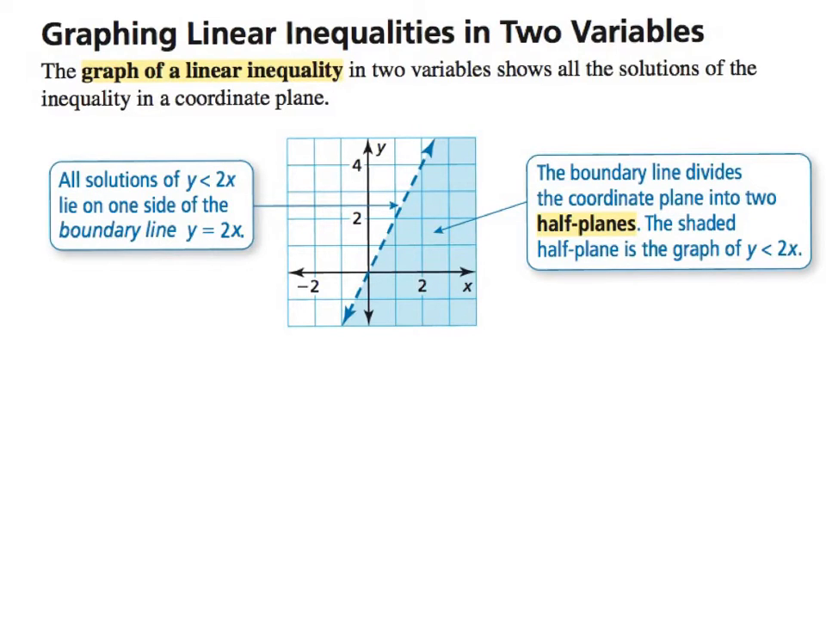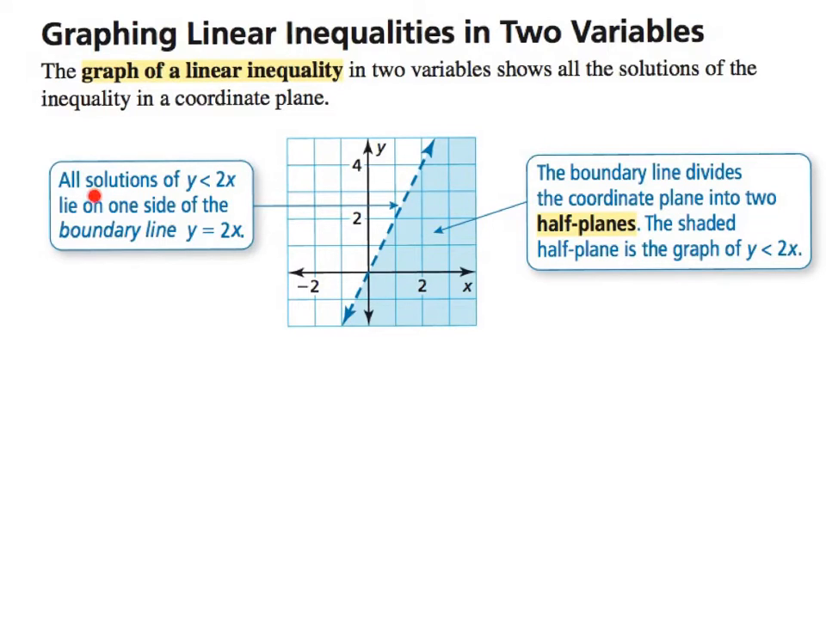So here's what we need to know. Before I even go over any of this, you are going to graph the inequality as an equation. And from there, you're going to determine, using the inequality, whether you're going to shade above or below the line. And also, if the line itself is going to be a solid or dashed line. So, the graph of a linear inequality in two variables shows all the solutions of the inequality in the coordinate plane. Your solution for an inequality will be the shaded region on a coordinate plane.